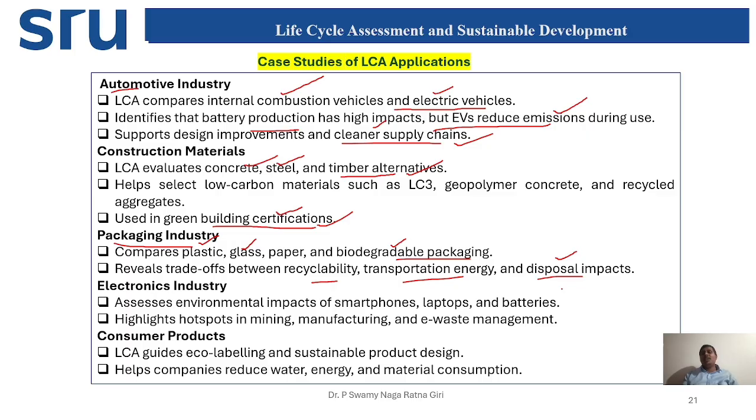So the next one is about the electronic industry. What is the electronic industry? E-waste, most of the cases, printed circuit boards, as well as the environmental impacts like usage of smart boards, like PCBs, printed circuit boards in smartphones, laptops, and batteries. This highlights at which process the hotspots are in mining and manufacturing, and e-waste management is very important. Nowadays, e-waste management is a highly threatening issue.